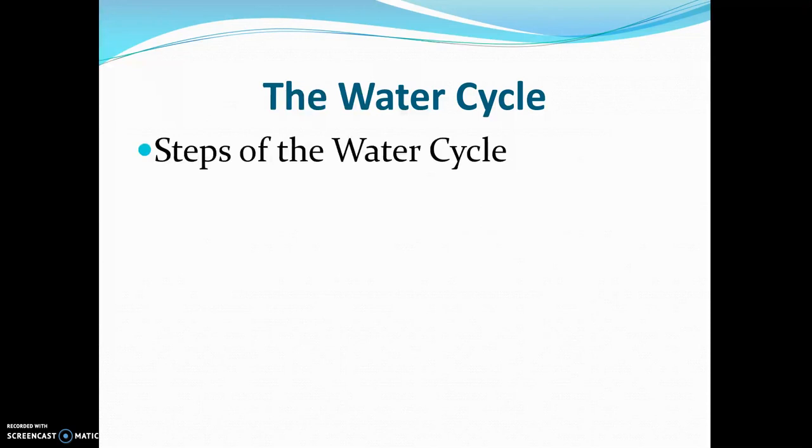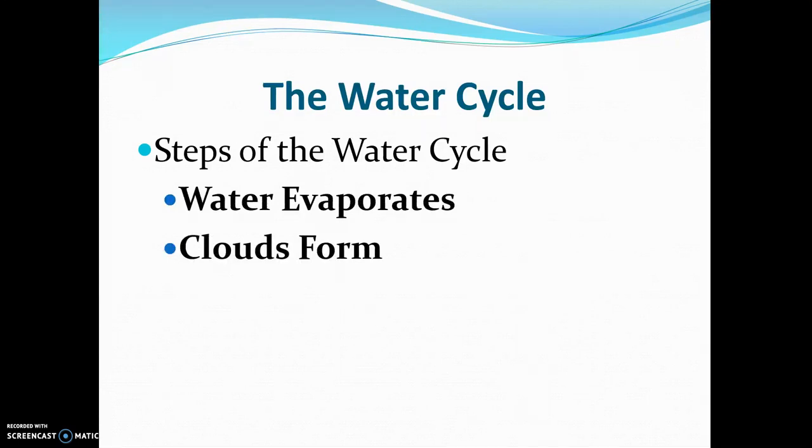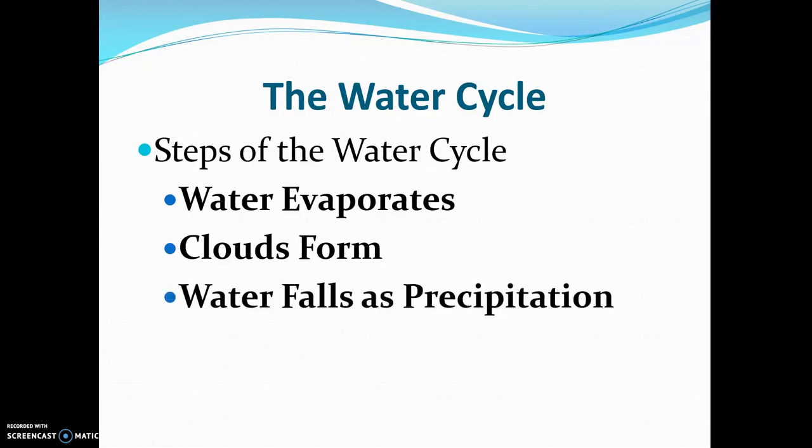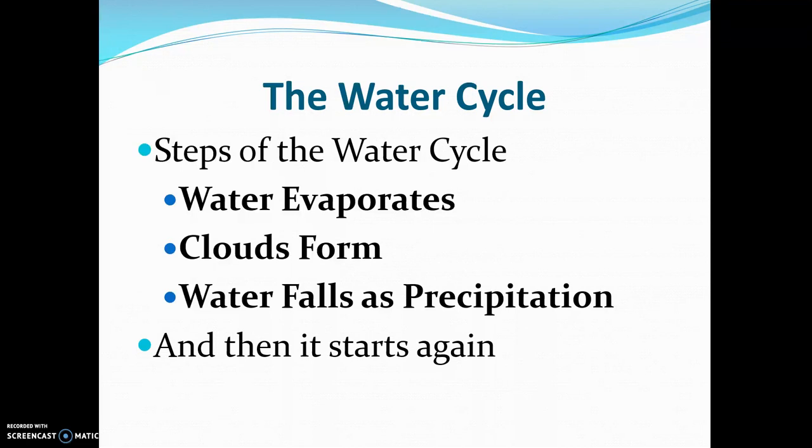So here are the steps of the water cycle. First step would be water evaporates. Then clouds form through condensation. Then water falls as precipitation. And then it starts again. That's why it's called the water cycle. It keeps cycling over and over and over. It's never ending.